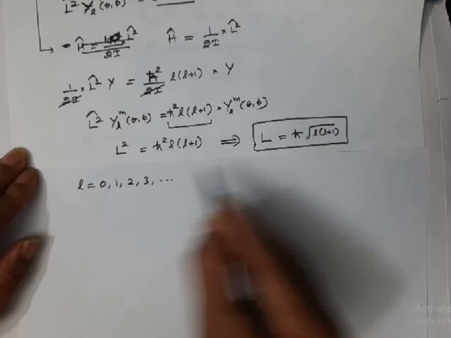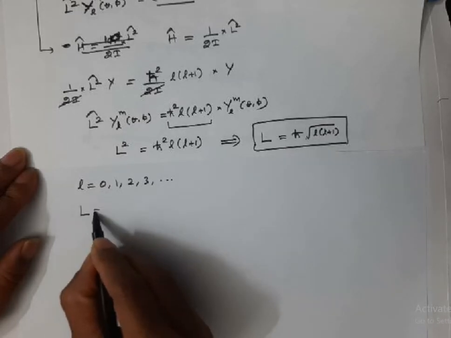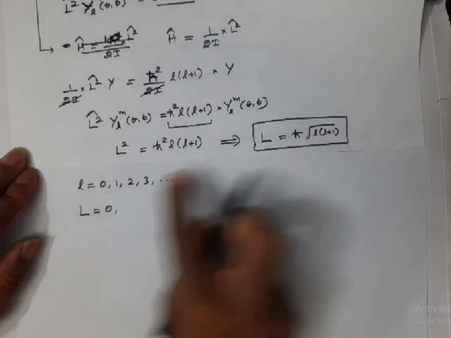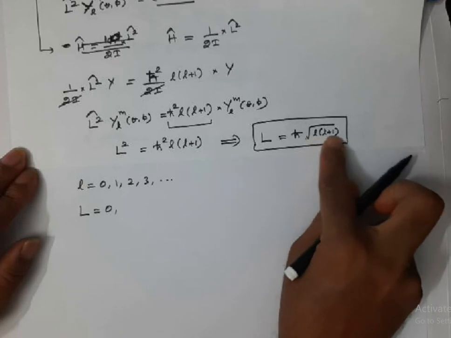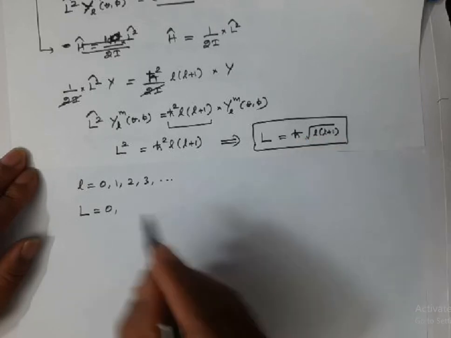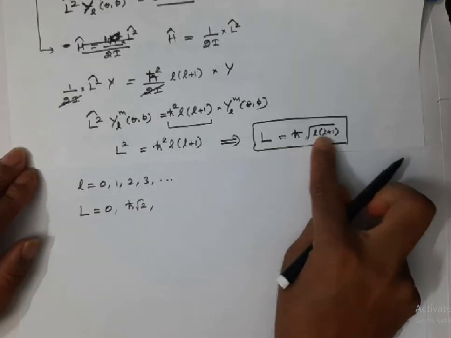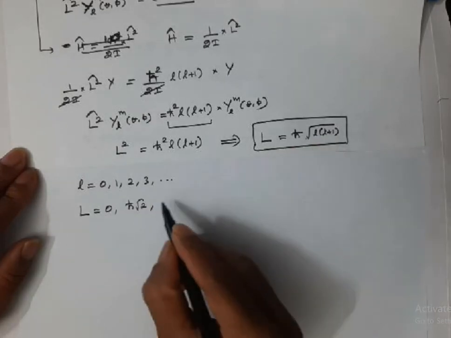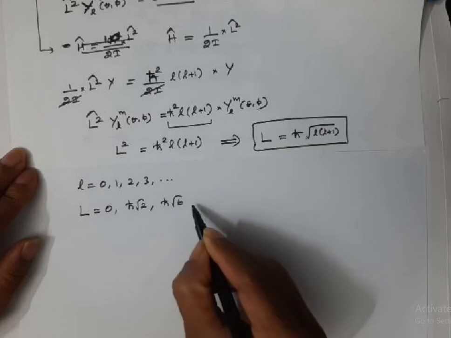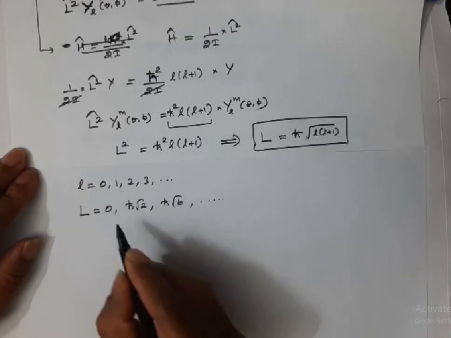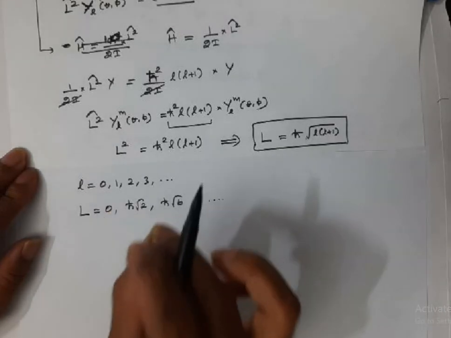If you put L equal to 0, then the total angular momentum is also 0. If I put L equal to 1, 1 into 1 plus 1 gives h bar into root 2. If I put L equal to 2, 2 into 2 plus 1 is 6, so I will get h bar into root 6. Like this we will get some allowed values.